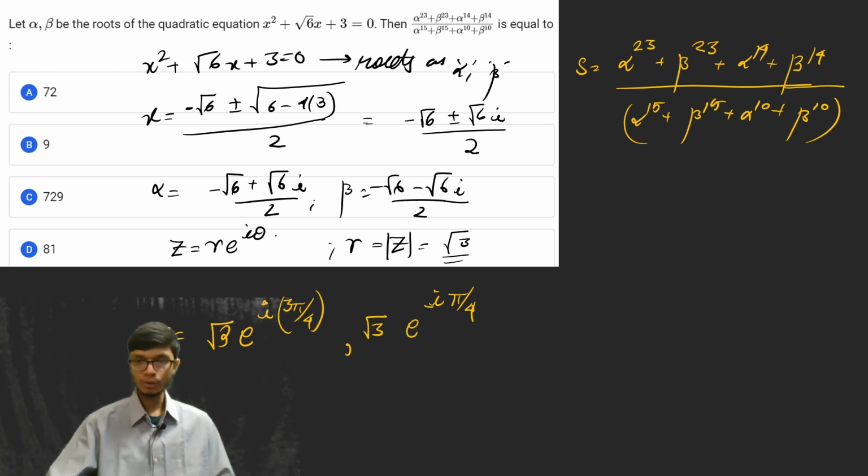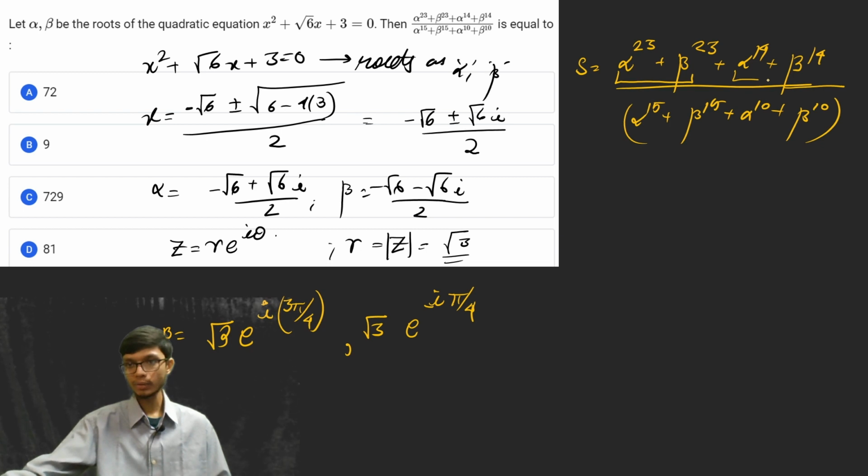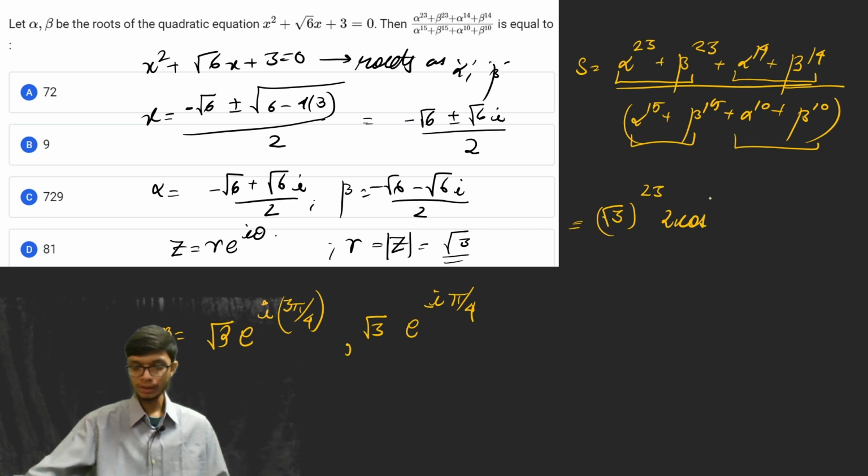Okay, and if you can solve this, if you take alpha raised to the power 23 and beta raised to the power 23, and alpha raised to the power 14 and beta raised to the power 14, and similarly club these terms, you'll find this, again putting it in the form of the Euler notation, that is z is equal to r e to the power i theta. You will definitely get the values as root 3 raised to the power 23 times 2 cos of, now 23 into 3 pi by 4 is basically 69 pi by 4.